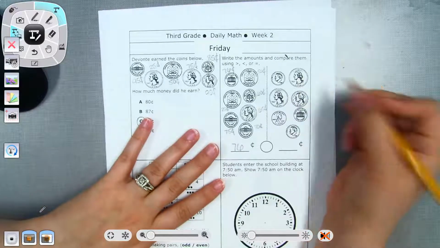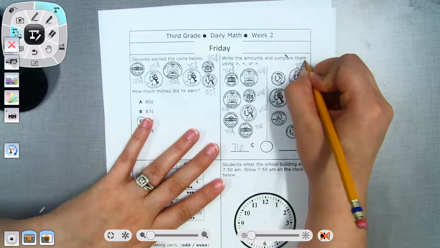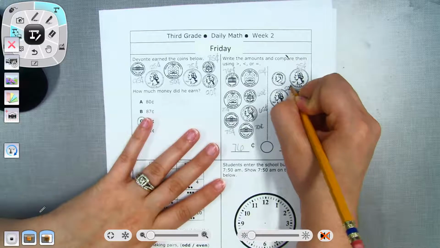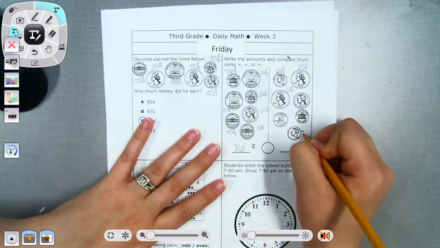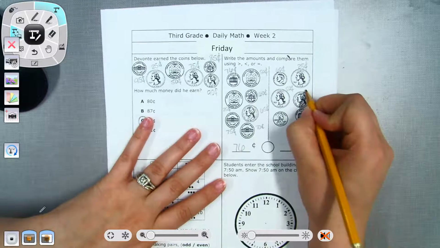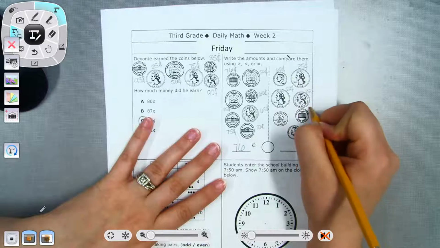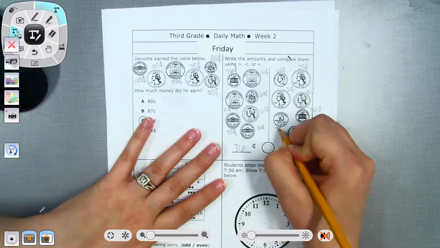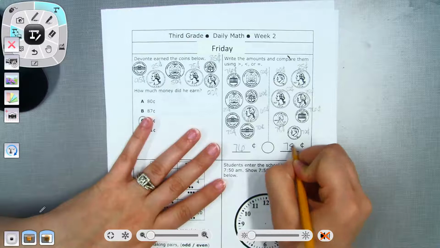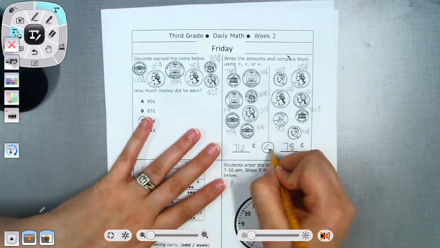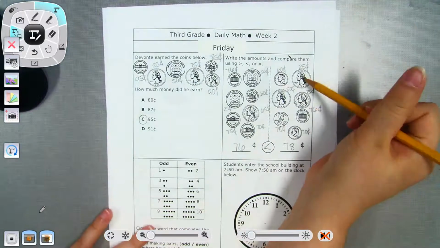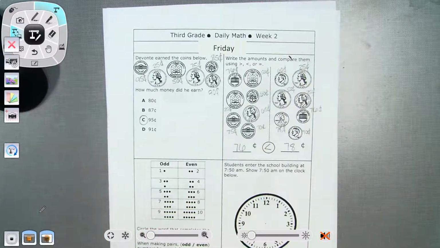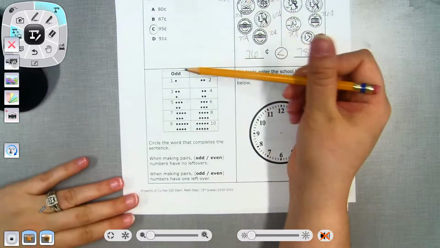On this side, let's see, I have 25, 50, 60, 70, 75, 76, 78. So 76 cents is less than 78 cents. Okay, and remember, with money, guys, you start counting with the bigger value coins, not the bigger size coins. So we're talking about odd and even.